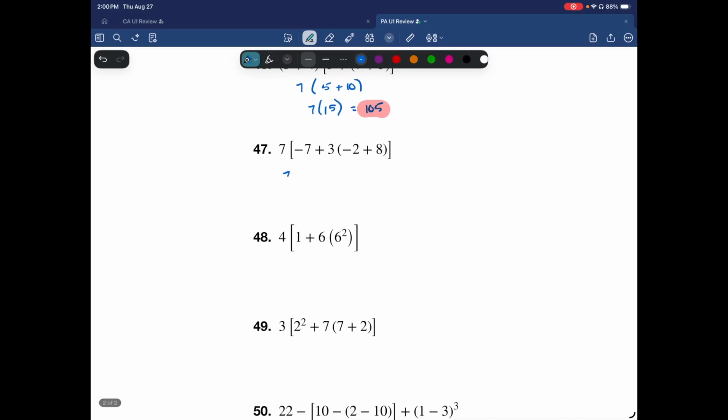7 times negative 7 plus, let's see, negative 2 plus 8 is going to be 6. 6 times 3 is 18. All right, the signs are different inside, so 18 minus 7 is 11. So you got 7 times 11, which is 77.